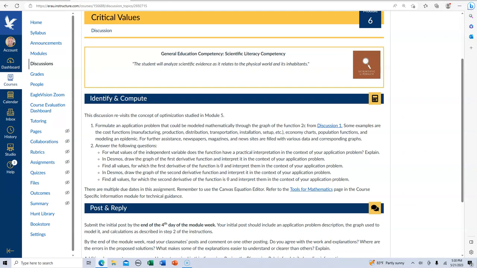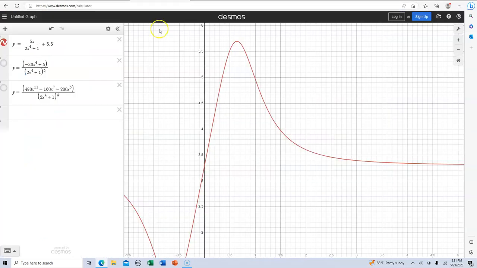Let me go back to the statement of the discussion post. What you're going to do is go back to week 1 and pull your 2C function from there. That is a scenario where you have, I believe, one horizontal asymptote. Everybody's going to try to come up with a practical application of what this graph is telling us, and then we're going to play around with the first and second derivative to close out this section on differential calculus.